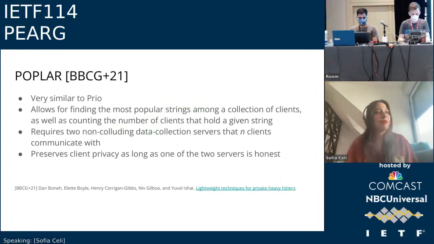Another system that is very similar to PRIO is the Poplar system, which also allows for finding the most popular string among a collection of clients, as well as counting the number of clients that hold a given string. The only difference with PRIO is that in PRIO you would require only one server. In this case, you have to have 2 non-colluding data collection servers, and it also preserves the same amount of privacy as PRIO.